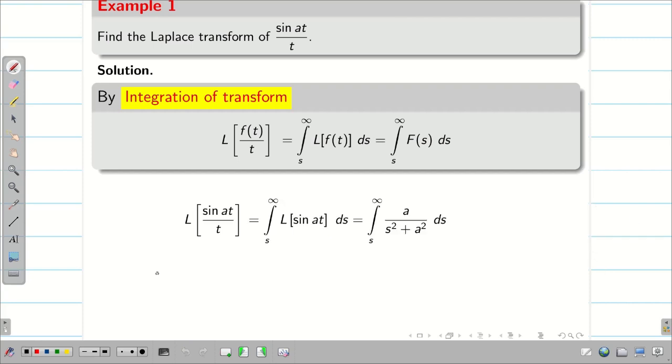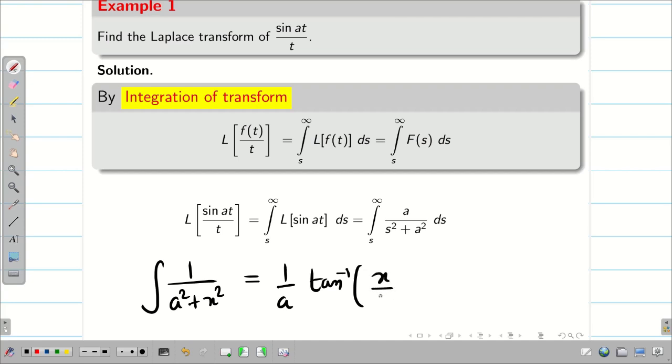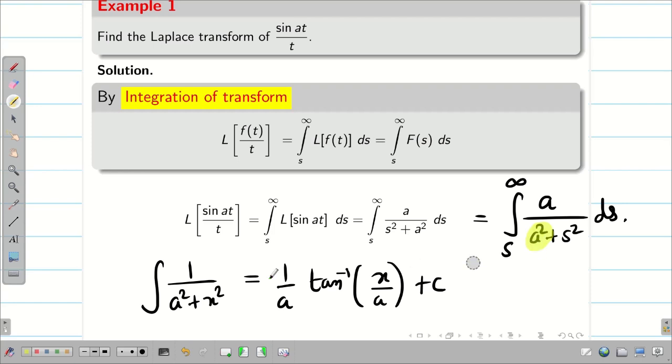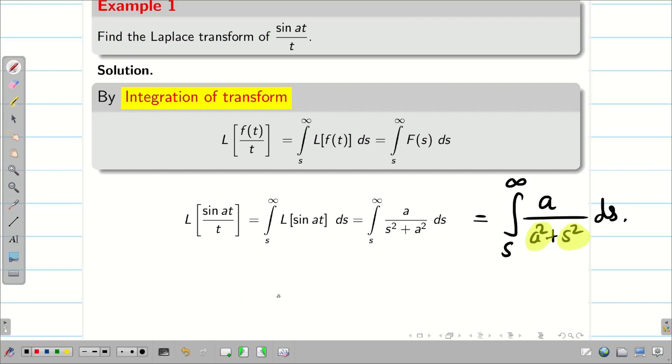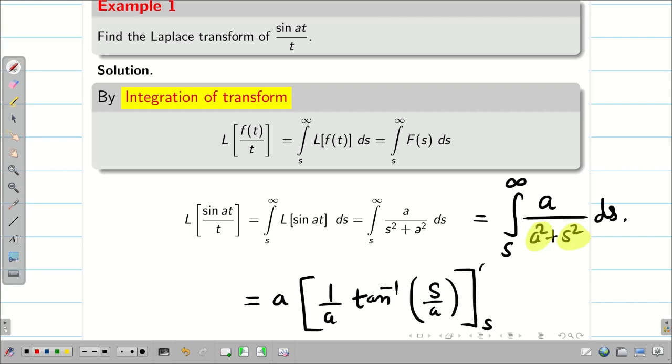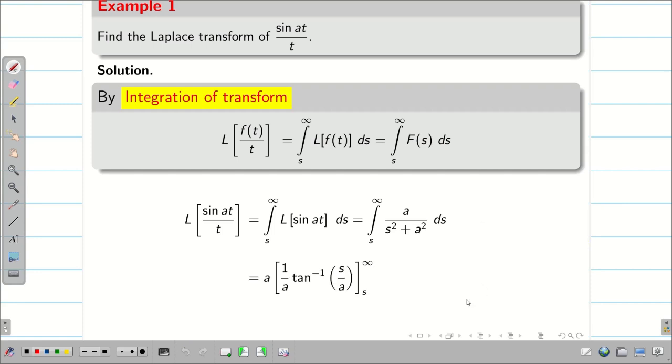Now we remember our formula from school days: integral 1 by a square plus x square is equal to 1 by a tan inverse of x by a plus c. So I am rewriting this term as integral s to infinity a divided by a square plus s square ds. Here we have x square in the formula and in our problem we have s square. Therefore I will take this a outside. Now 1 by a square plus s square integration is 1 by a tan inverse of s by a, limits s to infinity.